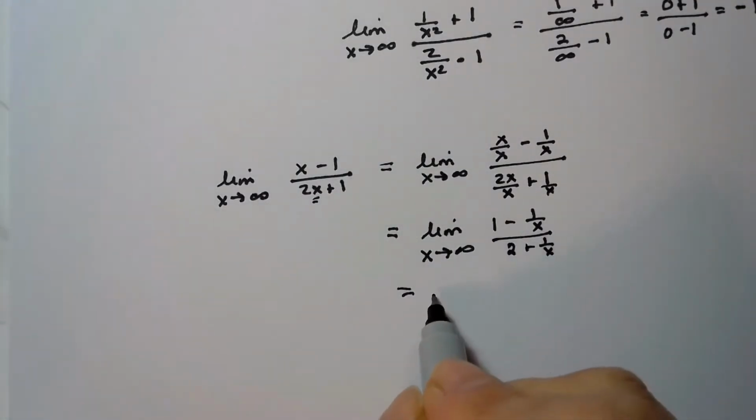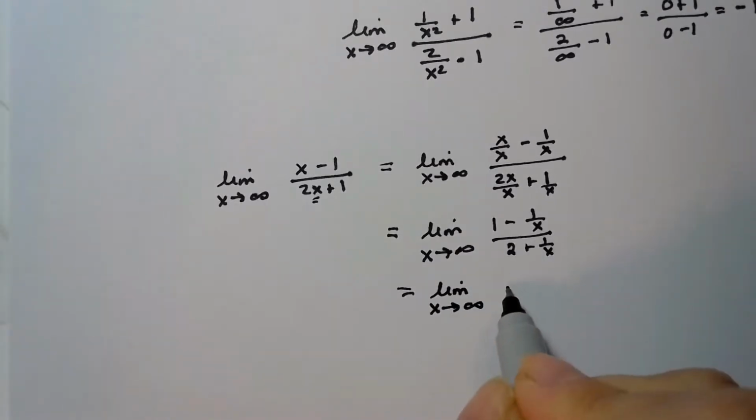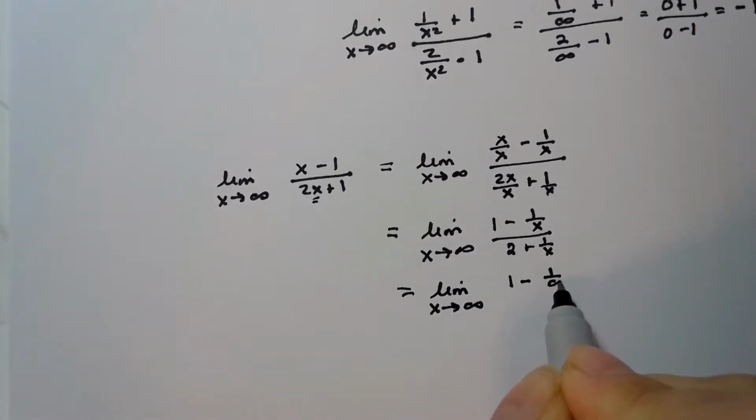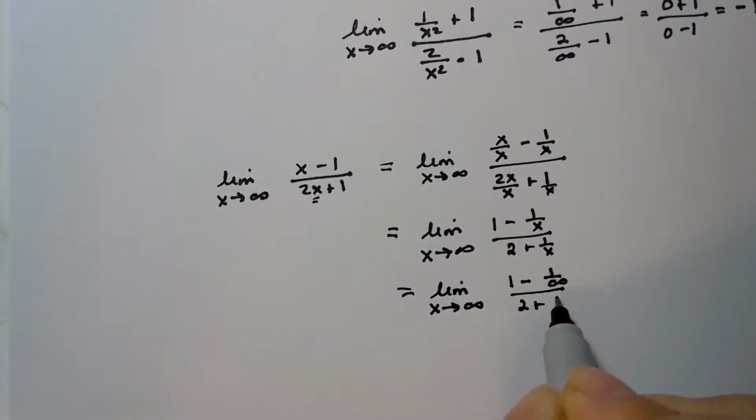So I've got the limit as x approaches infinity of 1 minus 1 over infinity, over 2 plus 1 over infinity, which is equal to 1/2, because those are both going to be 0. Is that okay?